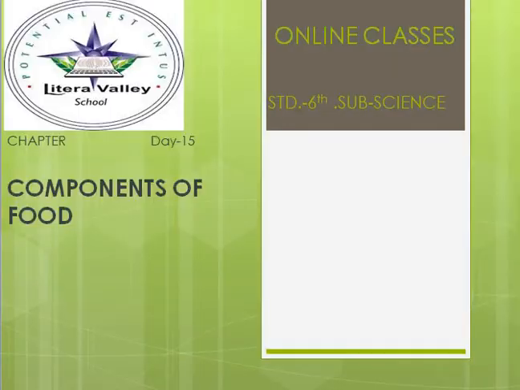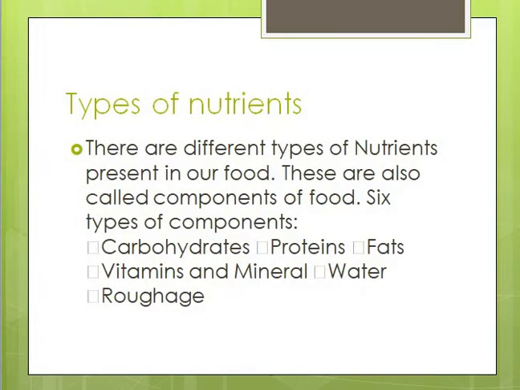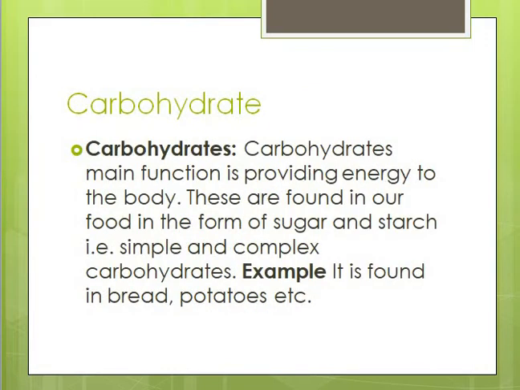Then in the next video we saw that organisms need food, nutrients, to obtain energy, obtain material for growth, obtain material for repair of damaged parts, and carry out life processes. I have explained what life processes are. All the processes such as respiration, circulation, digestion, excretion, reproduction, control, and coordination are life processes, which help us to sustain life. Then the types of nutrients, which I have already explained: carbohydrate, protein, fat, vitamin, mineral, water, roughage.